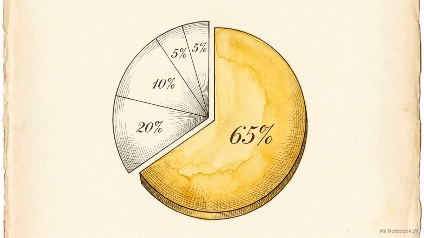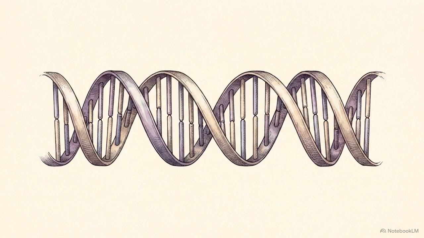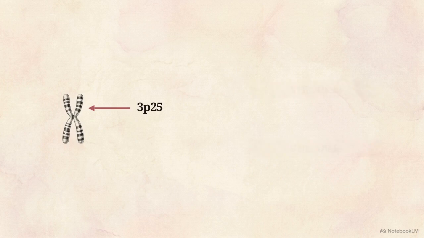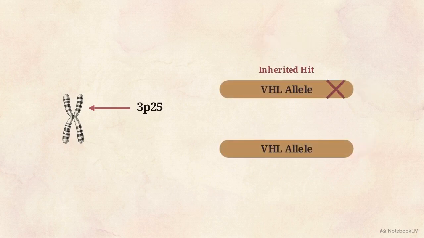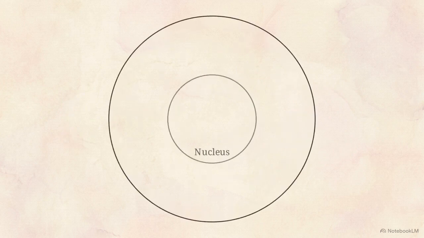The majority of these cases, roughly 65%, are clear cell carcinomas. The pathogenesis of this subtype is deeply tied to von Hippel-Lindau, or VHL disease, which is inherited as an autosomal dominant trait. Clear cell pathogenesis relies on a two-hit mechanism on chromosome 3p25. One mutated VHL allele is inherited, the second lost to somatic mutation.